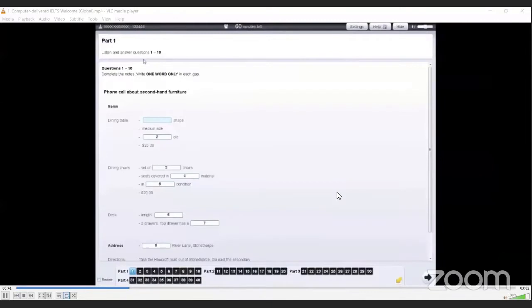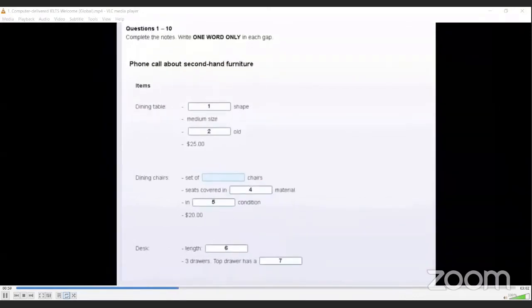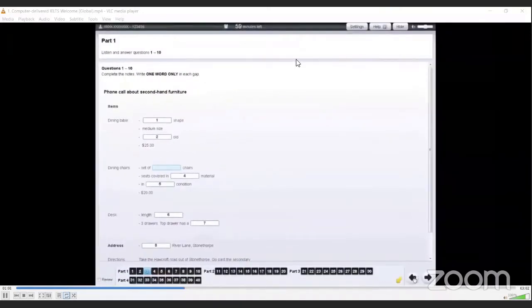You can use the navigation bar at the bottom of the screen to move from one question to the next. Click on the number to go to that question. You can also click on the forward arrow to go to the next question, or the back arrow to go to the previous question.